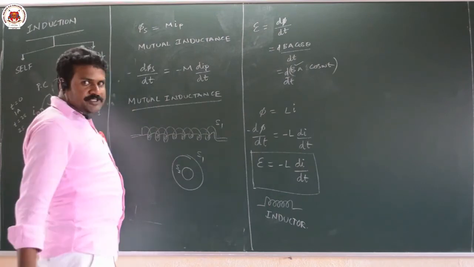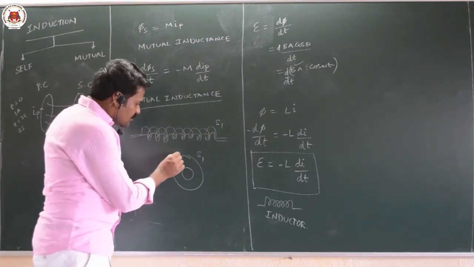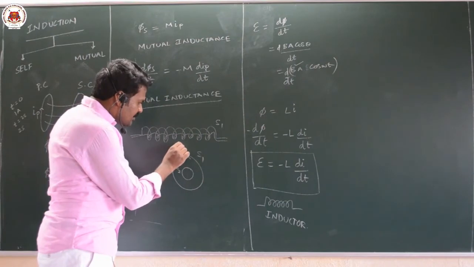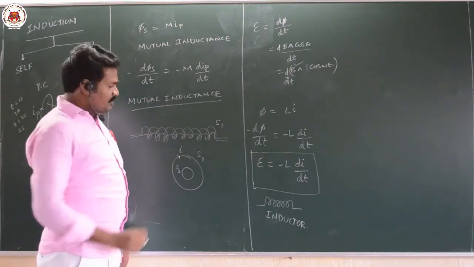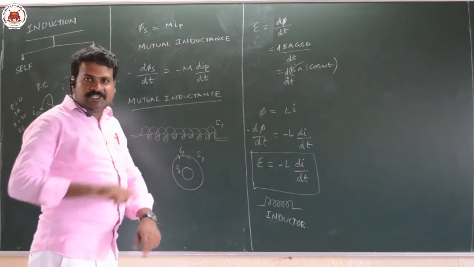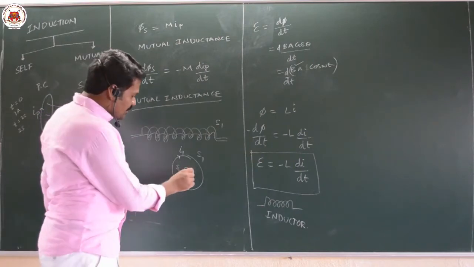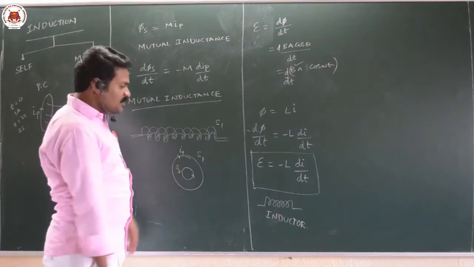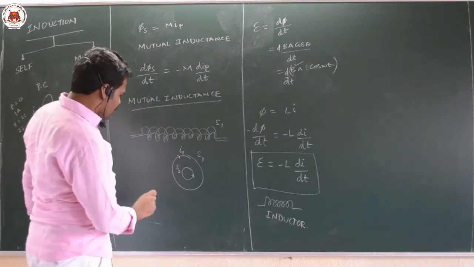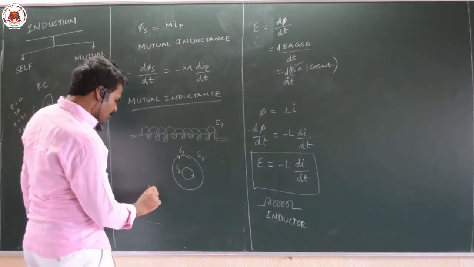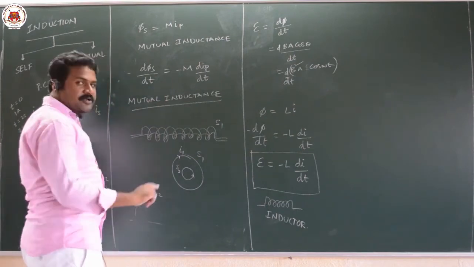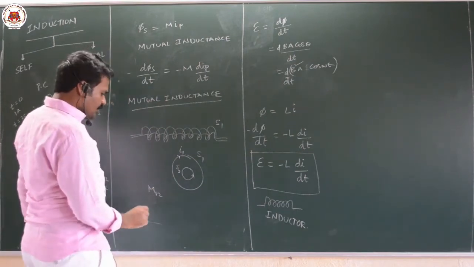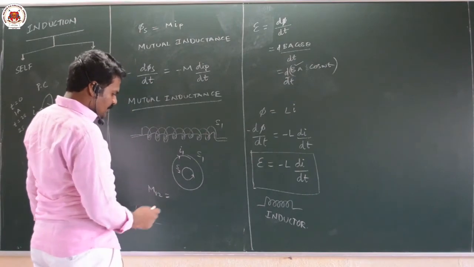Now, what I will do first time, I will pass current in S1, let us take that as I1. I will change this current, I will get current in S2, so I will calculate mutual inductance between these two. That mutual inductance I will name it as M12, mutual inductance of 1 and 2. So, how can we calculate M12?